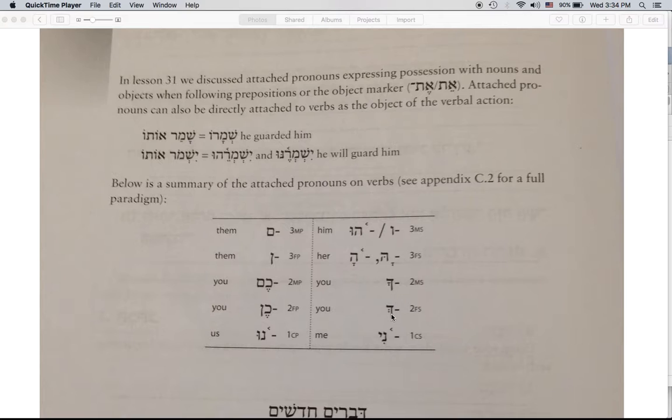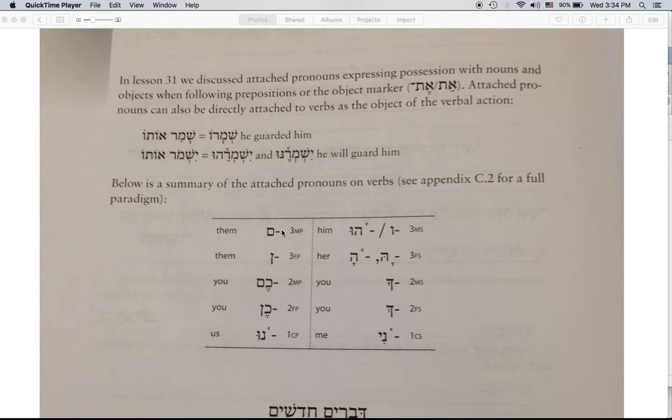Then we've got cha and ech. We're used to these, they don't change. And then ni, instead of simply the hiriq yod, we have a nun now. So this is similar to anoknu, or anoki. Anoki is the first common singular. Anoknu is the first common plural.